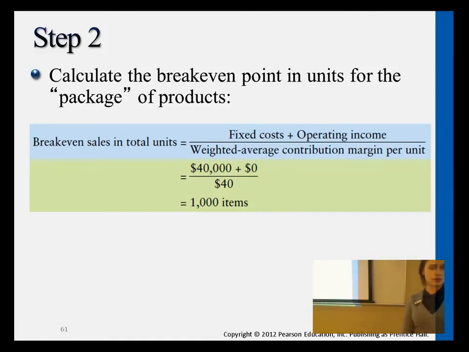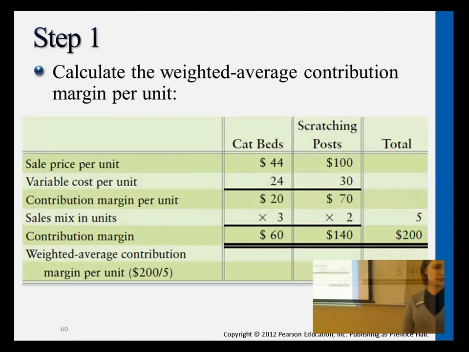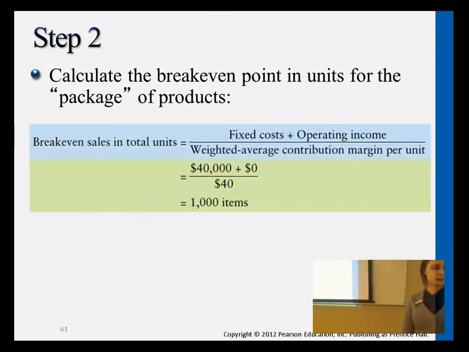Okay? Does it matter if it's all cat beds, posts, or what is it? Right? It doesn't. It's just 1,000 items. We're not doing that yet. That's the next step. 1,000 of any item? It's your bundle. So that bundle is going to include some number of cat beds and some number of scratching posts, right? That's your next step.